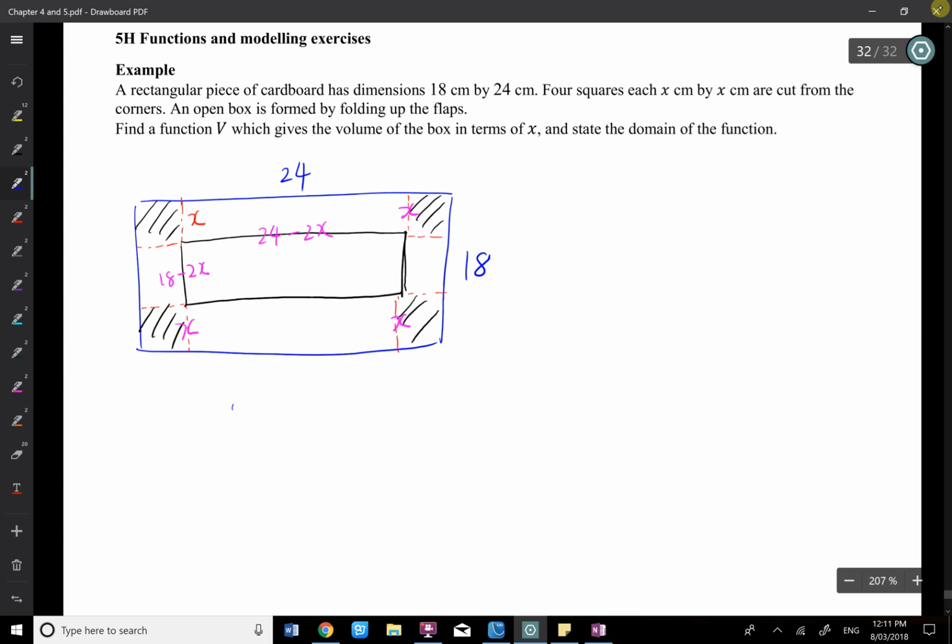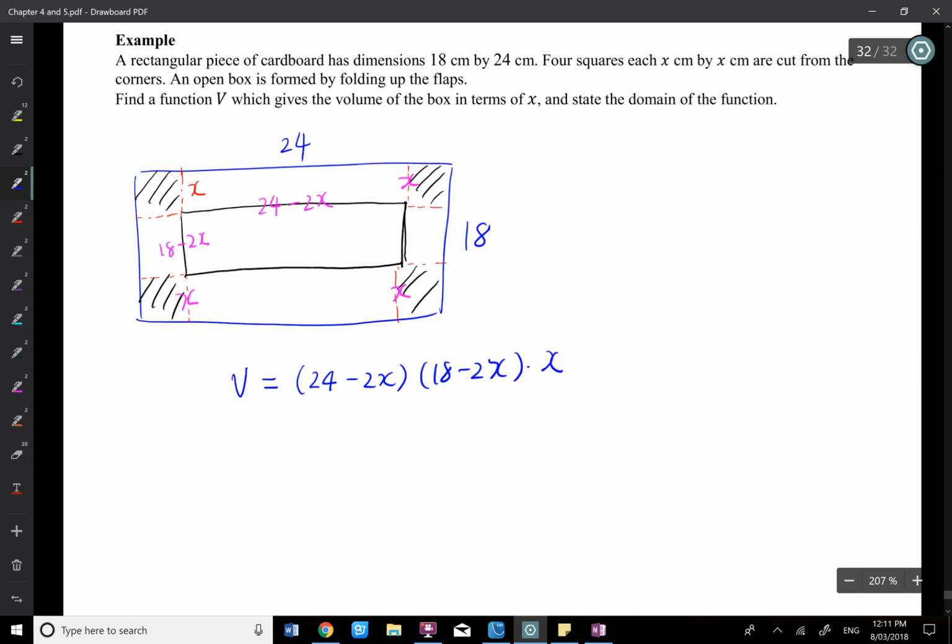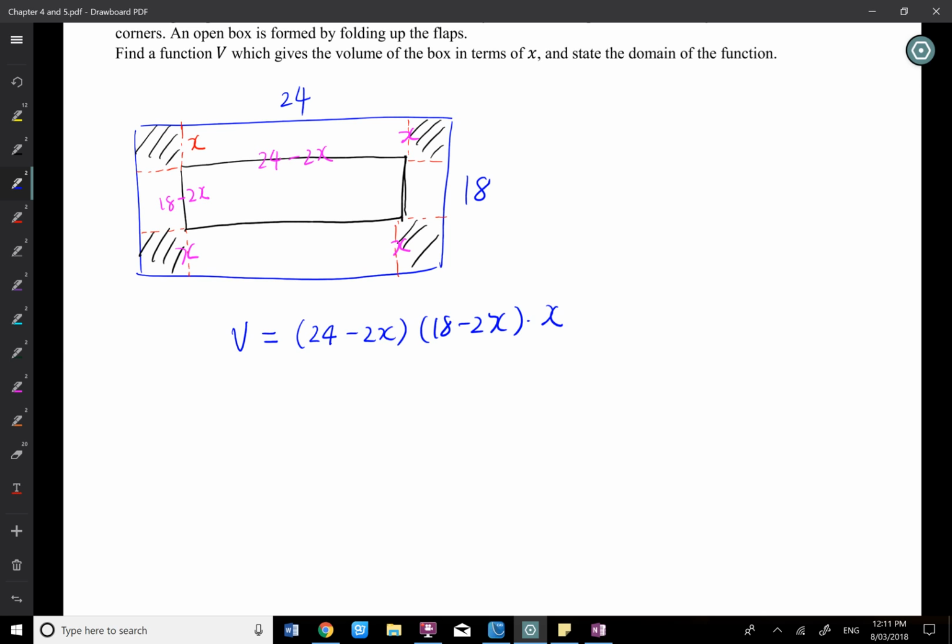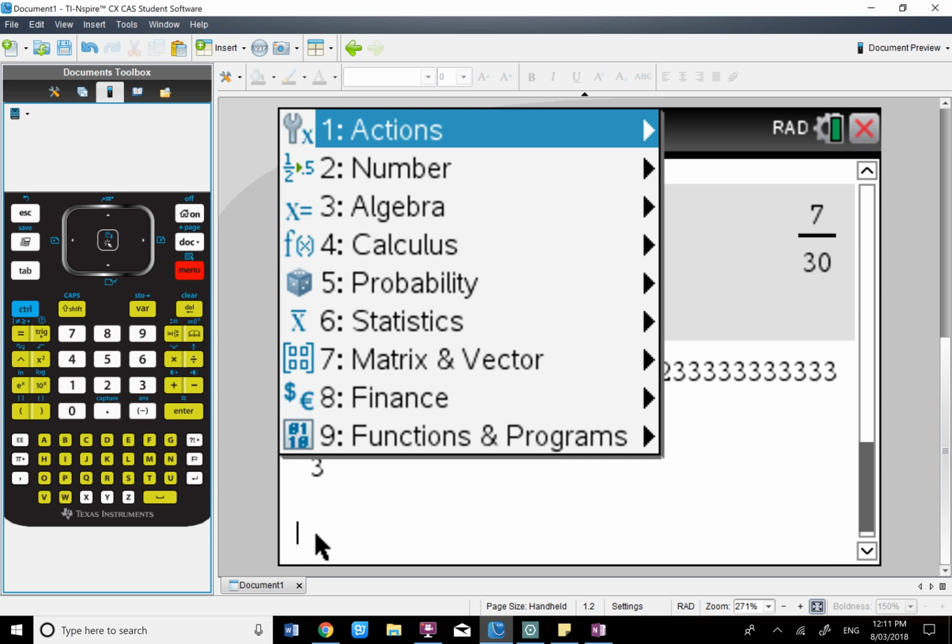Well, it's not something difficult. The length is 24 minus 2x, the width will be 18 minus 2x, and the height will just be x. So length times width times height will give you the volume of the box. If you can't see it, you can cut it out so you can really see it. Also, you can expand that by calculator as well. Just quickly go through that.